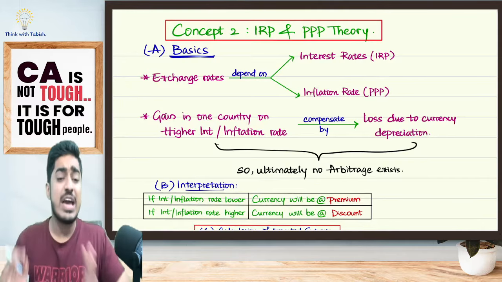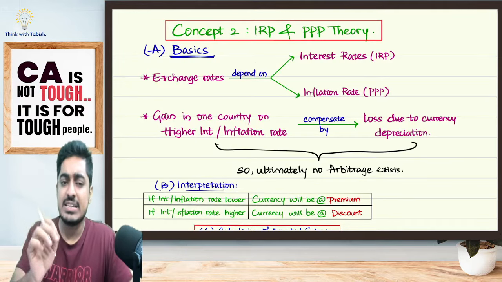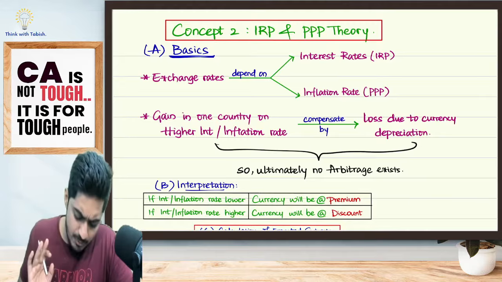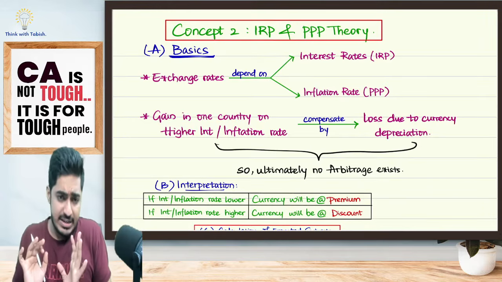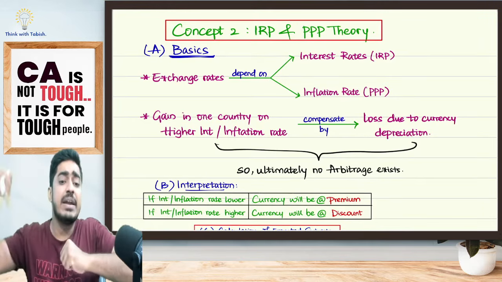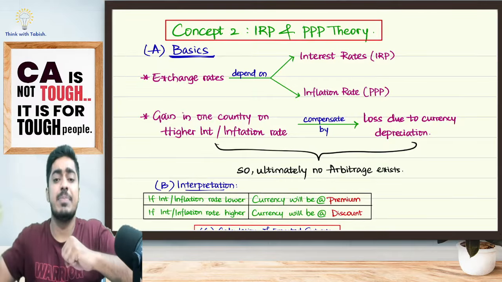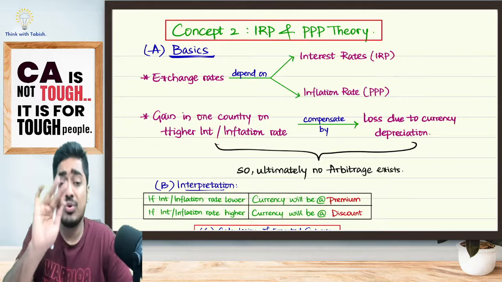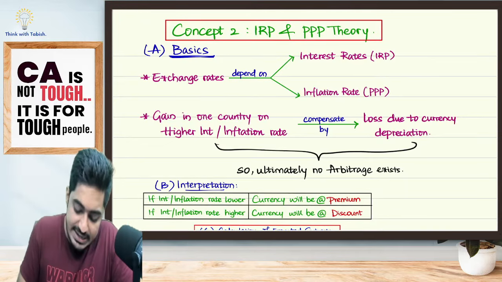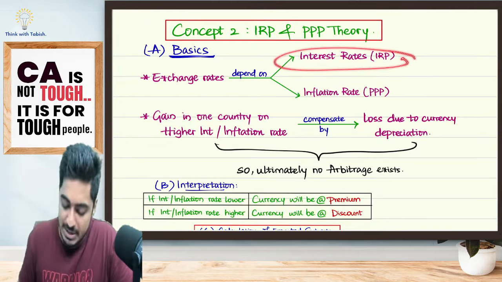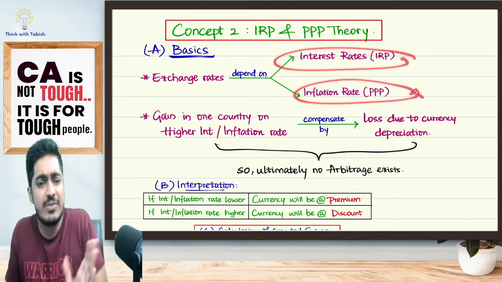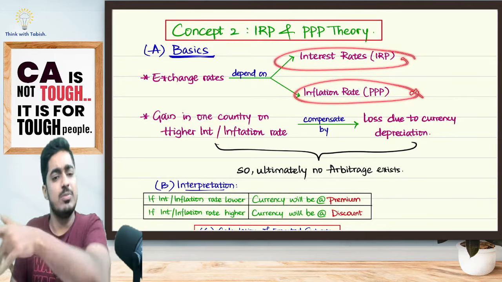Yes, everyone. So next we are having concept 2, which is IRP, interest rate parity theory, as well as purchasing power parity theory. What does IRP theory tell? It tells that my exchange rate is dependent on my interest rate. Purchasing power parity tells that my exchange rate is dependent on my inflation rate. Both are going to tell you the same story, just that in IRP I am using interest rate, in PPP I am going to use inflation rate. I will be explaining only one. If you just change interest rate to inflation, you will be getting the other theory.